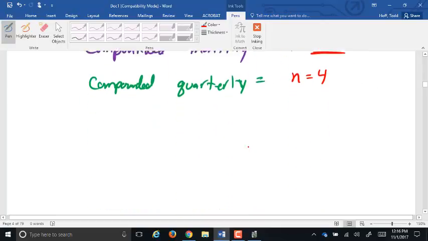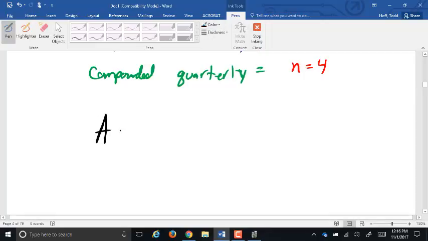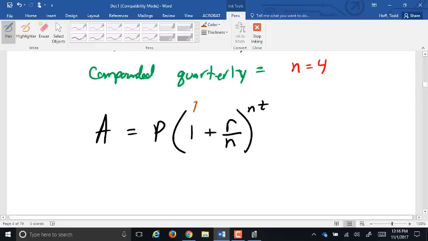So N is 4. So the formula they give us there is the amount in the account, the balance in the account, is equal to the principal, the starting amount, times 1 plus R over N to the power of NT. Now the 1 here just represents that 100%. R is our percent increase, our rate of increase.